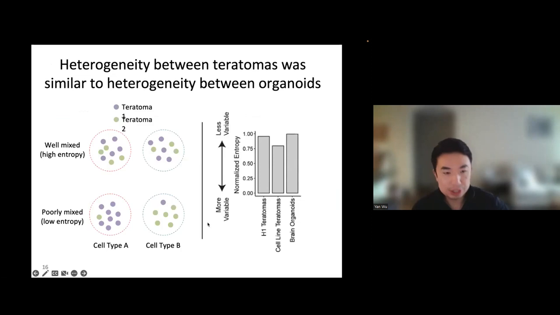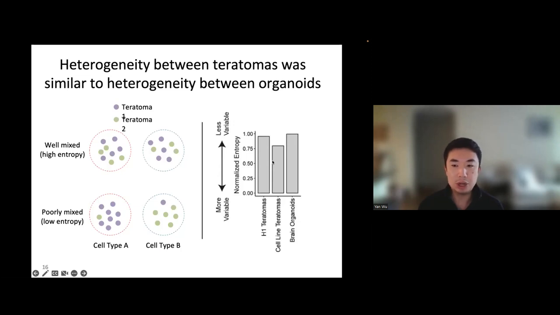So one question about the teratomas is, how heterogeneous are they? Because the differentiation in a teratoma is semi-structured, it's fairly unorganized compared to maybe something like an organoid or normal human development. There's a question of whether the teratomas would be extremely variable in their cell type composition. So we looked into the mixing of teratomas, and we found essentially that the heterogeneity between teratomas from the same cell line, from the H1 line, was similar to the heterogeneity between the patterned brain organoids generated in the literature.